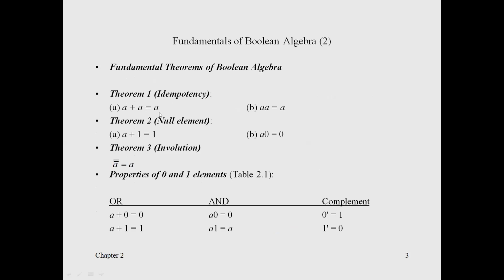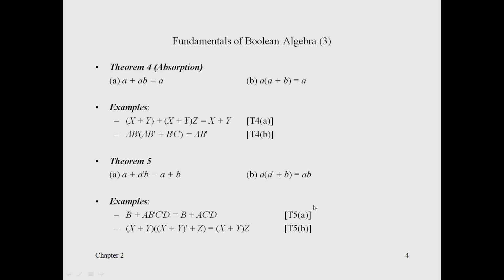Idempotency, you can see here: A plus A is equal to A, A into A is equal to A. Null: A plus 1 is equal to 1, A into 0 is equal to 0. Involution: A double bar is equal to A, so double inversion results in the same variable. Or and complement property: A plus 0 is A, A multiplied by 0 gives 0, A into 1 gives A, 0 complement is 1 and 1 complement is 0. So these are the basic things we should know before the starting of the digital electronics section.